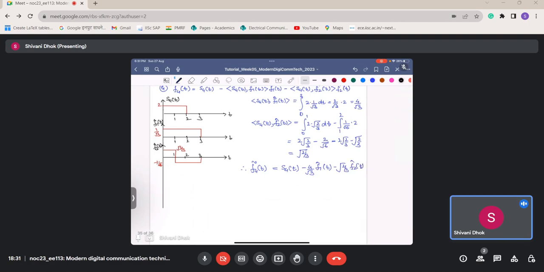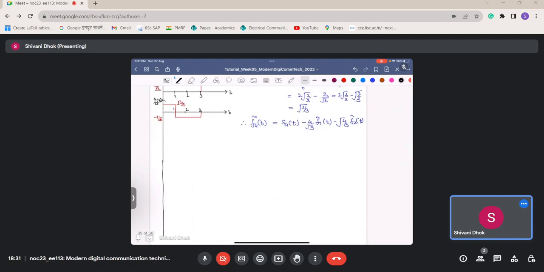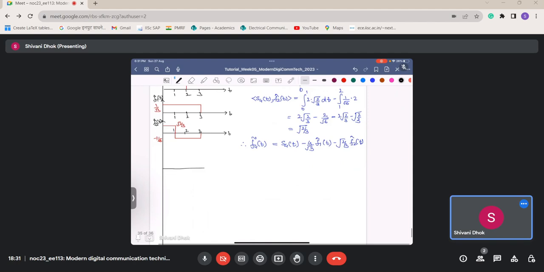Okay, so now let us draw. Let us first draw 4 by root 3 into f1 hat of t. Now this f1 hat of t takes the value 1 by root 3. So this will be 1 by root 3 into 4 by root 3, which is simply 4 by 3. So this thing here is 4 by 3 for all the values of t from 0 to 3.